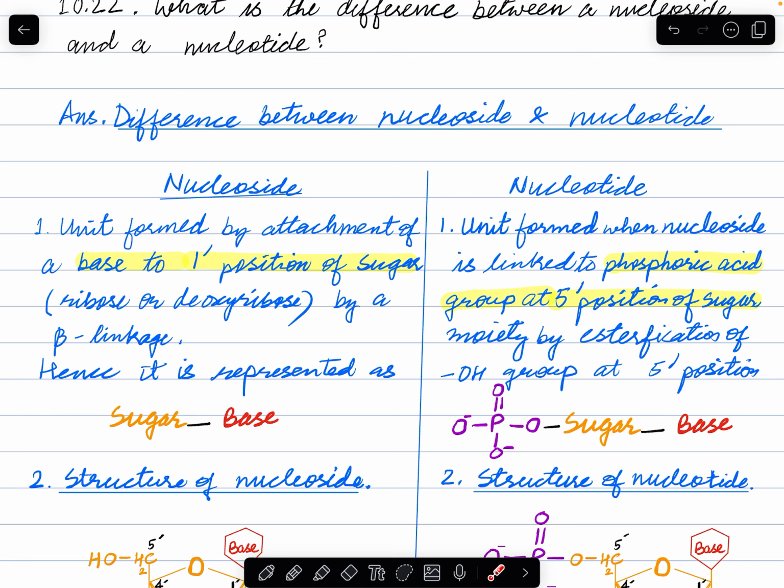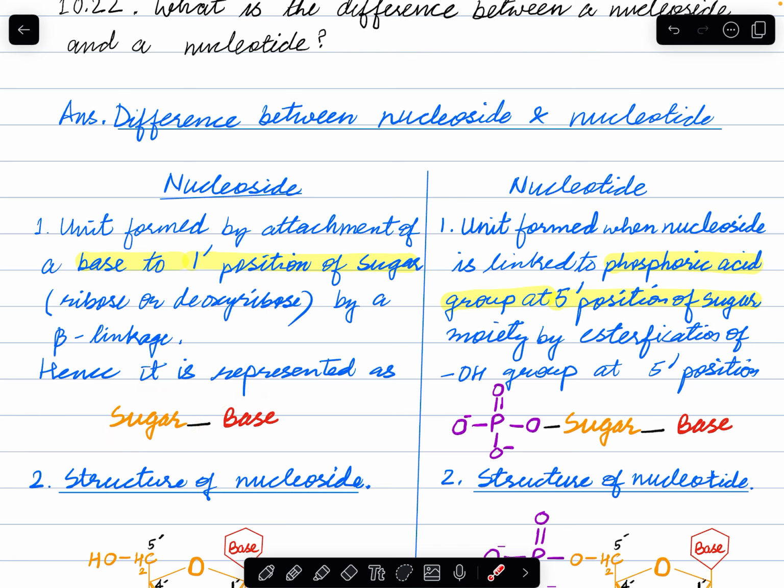Now, sugar molecule consists of carbon atom as well as the nitrogenous bases are also made up of ring of carbon atom. So, just to differentiate between carbon of a sugar and a base, we number the carbon of a base as 1, 2, 3 and so on, while for sugar we write 1 dash, 2 dash, 3 dash and so on. So, we call it as 1', 3' and so on. Okay. So, nucleoside is made up of only two units, sugar and the base joined by a beta linkage.